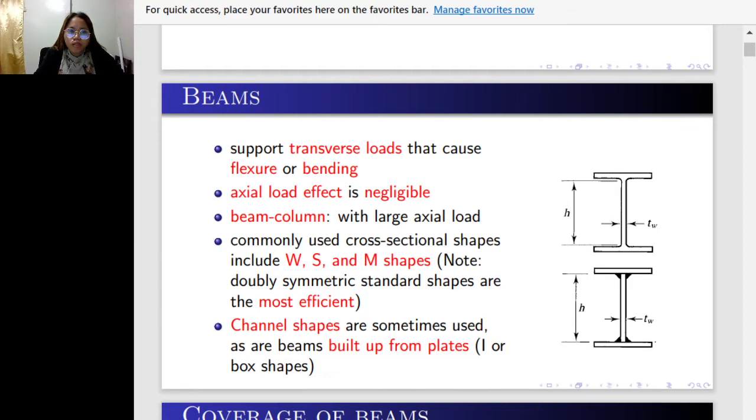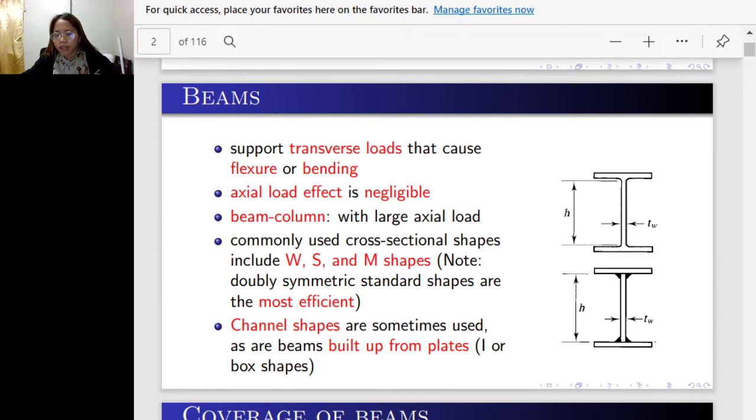Beams are the members that support transverse loads that cause flexure or bending. The axial load effect is negligible. Then the beam-column has a large axial load, meaning the beam-to-column effect engages.